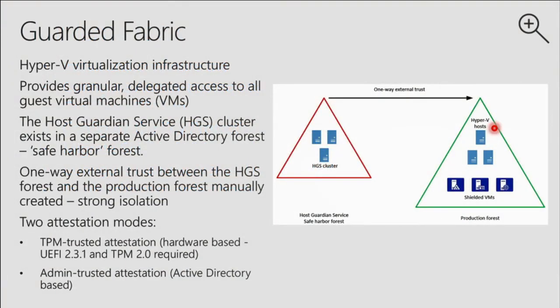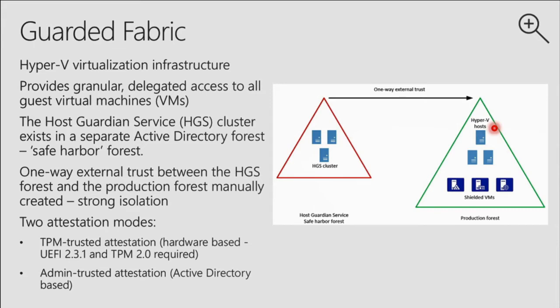What is guarded fabric about? It's based on the virtualization infrastructure, and you are installing first the host guardian service. Actually, it's recommended to install a cluster of 3 nodes to build a host guardian service safe harbor forest. It's about a new Active Directory forest that you are going to install, and if you're installing this role on a dedicated machine, that could be a standalone machine.